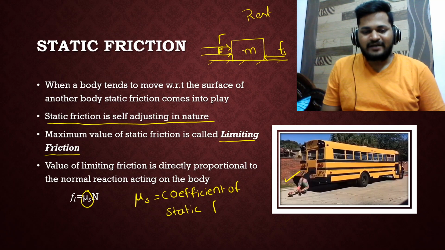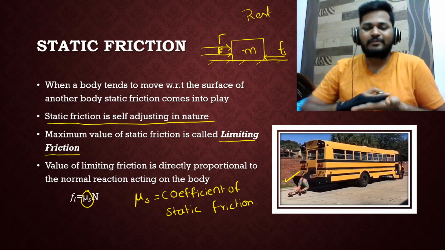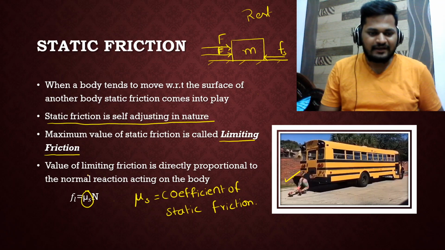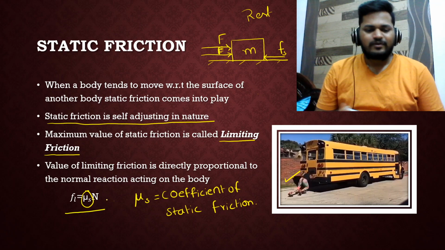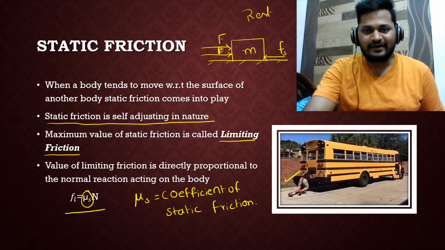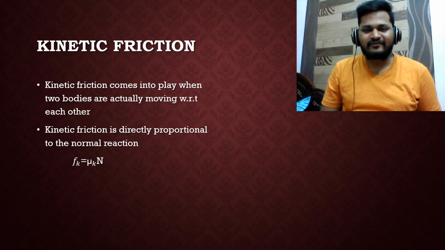And it depends on the nature of surface. Both the surfaces, whichever bodies are in contact, it depends on the nature of those surfaces. Usually its value will be less than 1. Okay, so limiting friction value is directly proportional to normal reaction, and the proportionality constant is mu suffix s, called the coefficient of static friction. So you can write the formula as shown: limiting friction F suffix L is equal to mu suffix s times the normal reaction. Okay, right? I hope you're following.